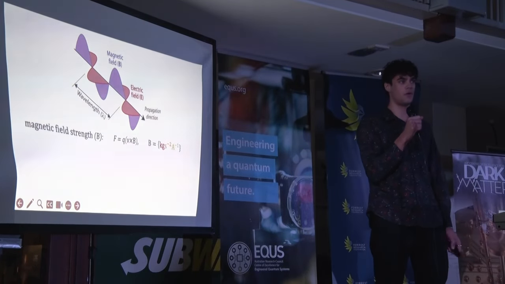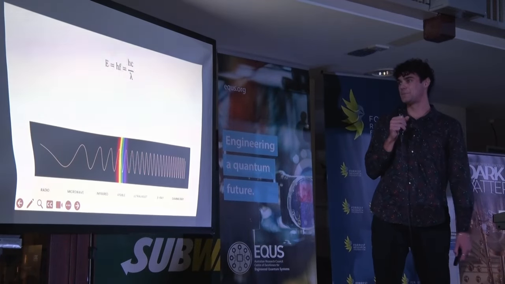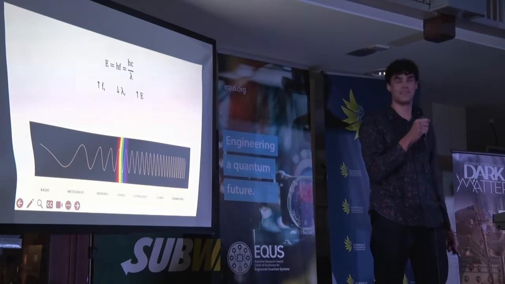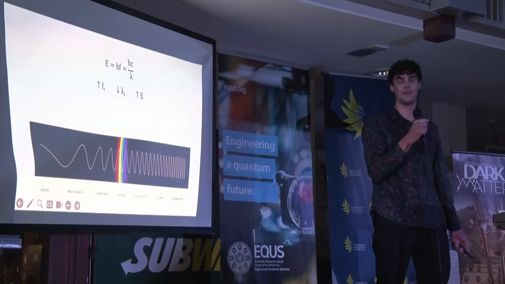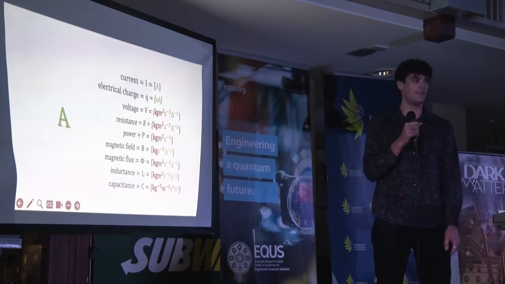If you weren't convinced about the whole units thing that I've been doing the whole time, here's some more. Light doesn't have mass, but it has energy. So it's dependent on the frequency. High frequency means more energy, and that's Planck's constant. Anyway, that's everything you just learned.